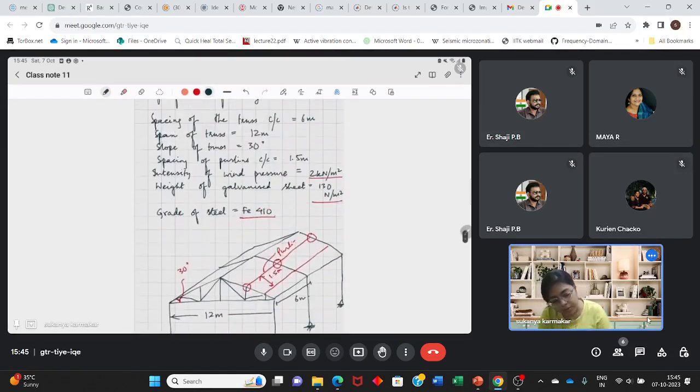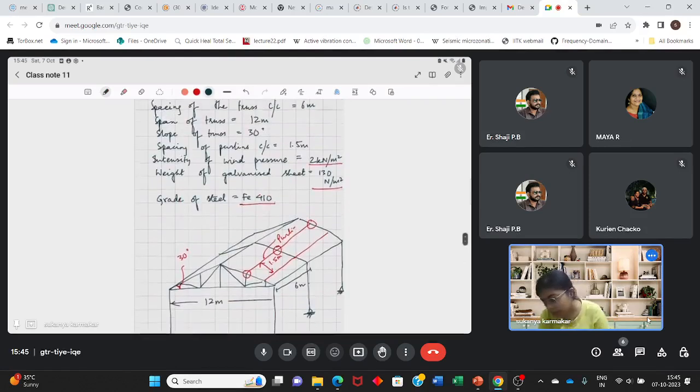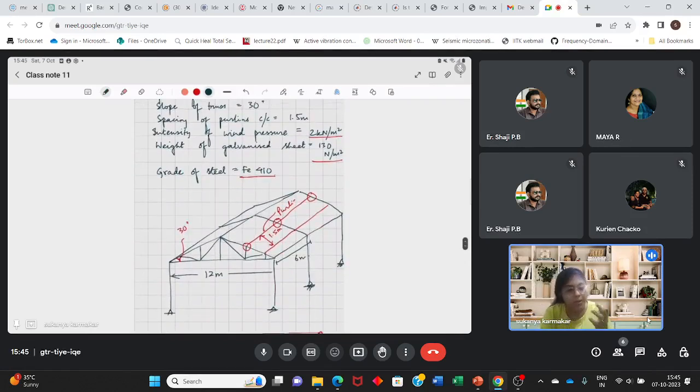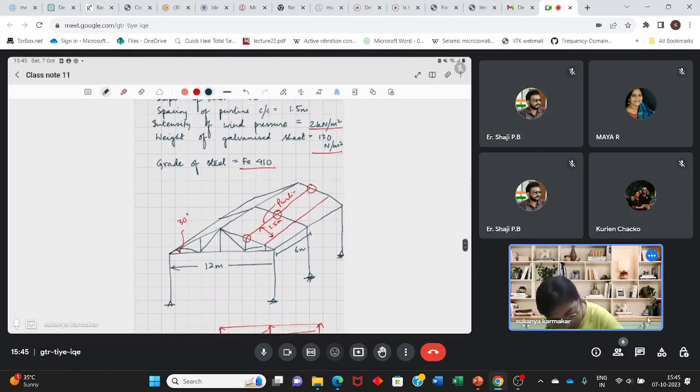The weight of the galvanized sheet is 130 Newton per meter square. Now, on one beam, how much weight is coming? The effective area is just this much. So how much will this length be? It will be 1.5 meter.